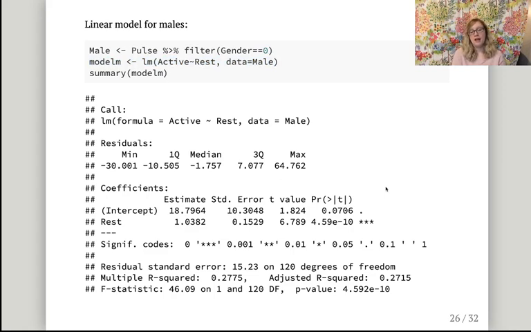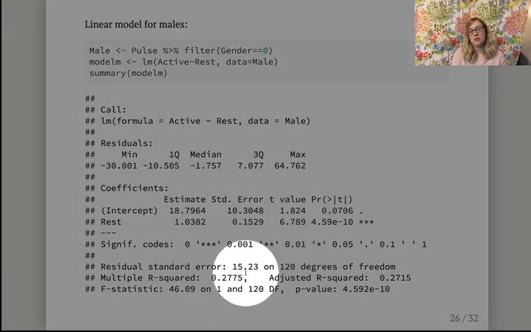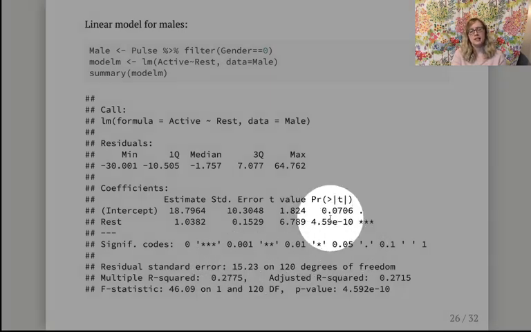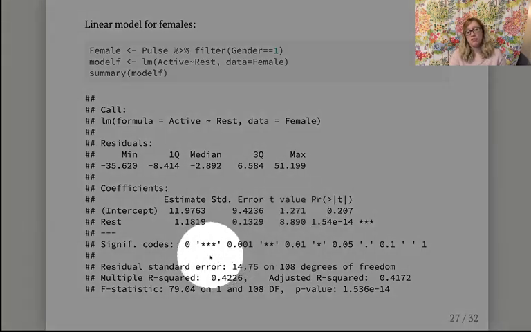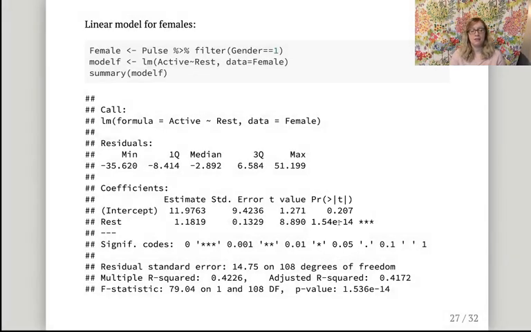So model M, for the males, we're explaining about 28% of the overall variability. The model is significant. For the females, we're explaining quite a bit more of the variability. We're explaining about 42% of the overall variation for the females. Our resting heart rate is still significant.